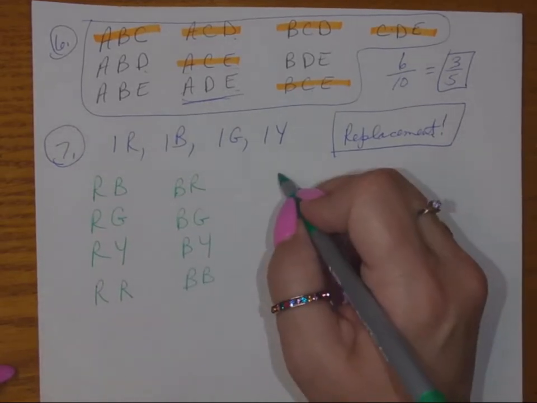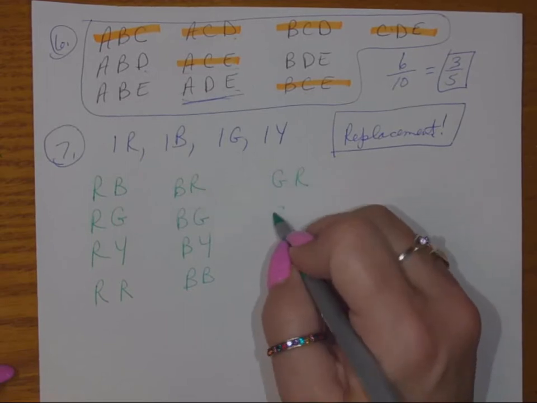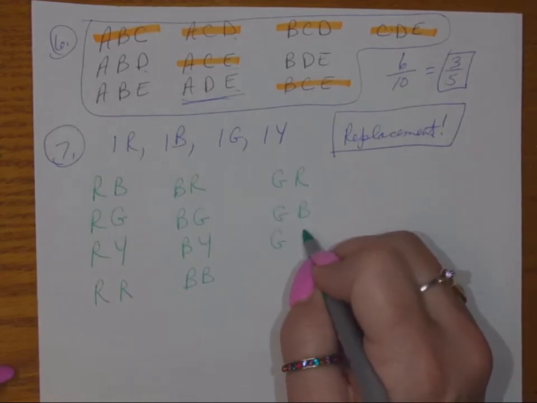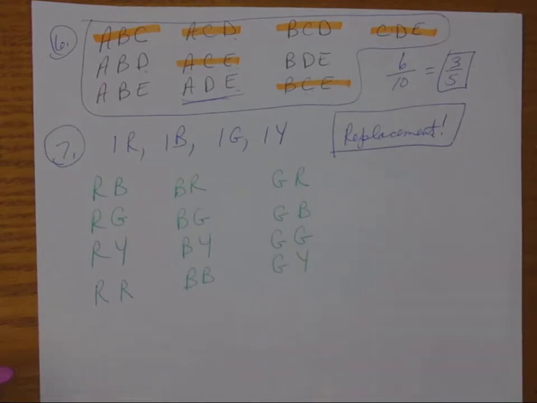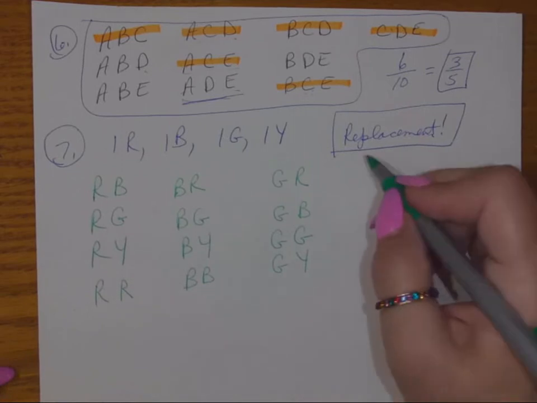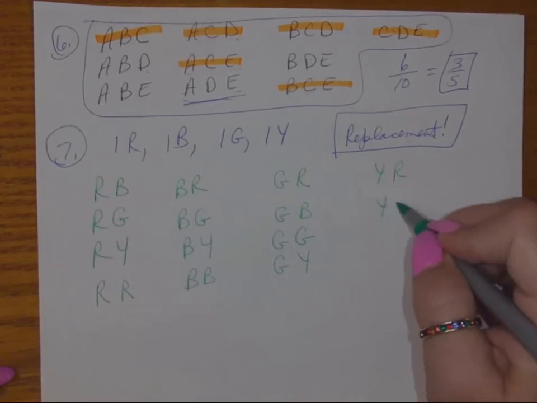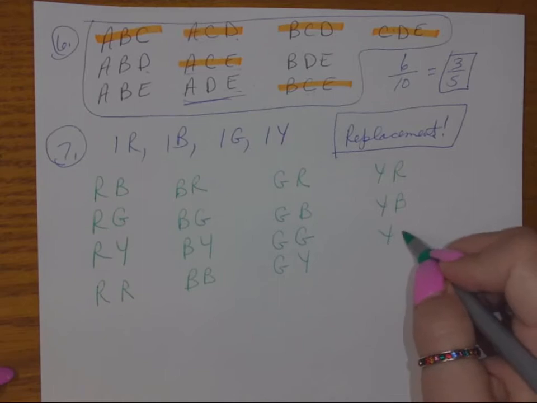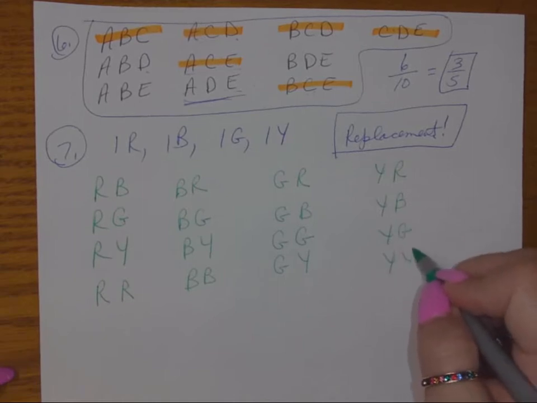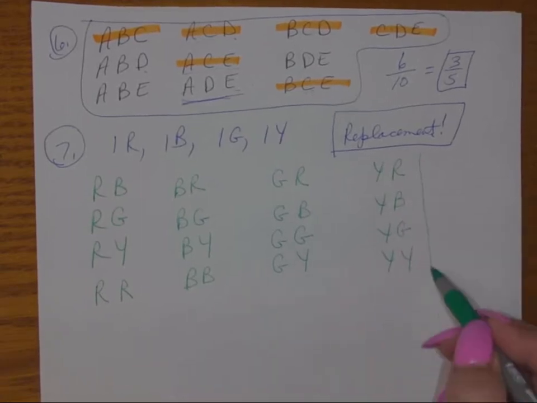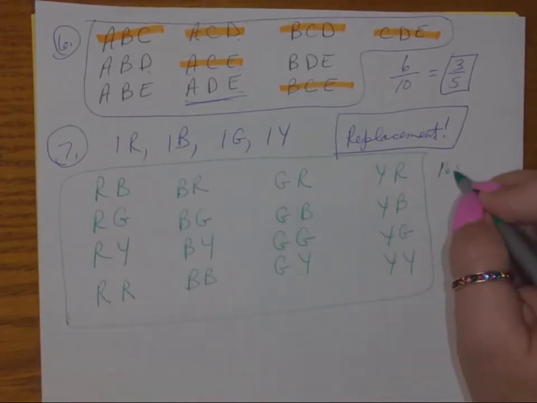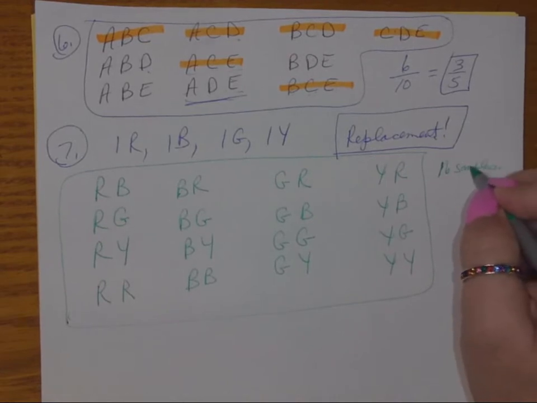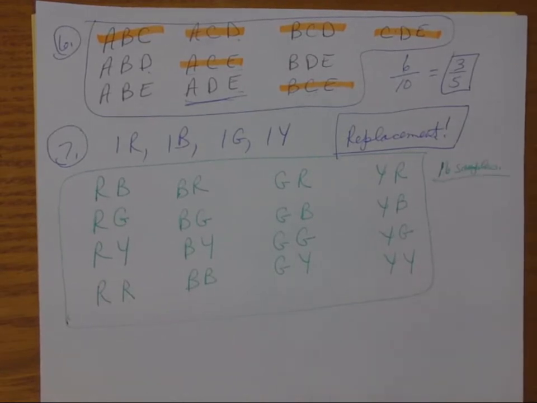Okay? I can get a green followed by a red, a green followed by a blue, a green followed by a green, and a green followed by a yellow. Or I can get a yellow followed by a red, a yellow followed by a blue, a yellow followed by a green, and a yellow followed by a yellow. Okay, so real quickly check my sample here. I have 16 samples that I pulled out of the bag, right? Samples of 2 chips each. That's my sample size, 2 chips that I'm pulling out of the bag.